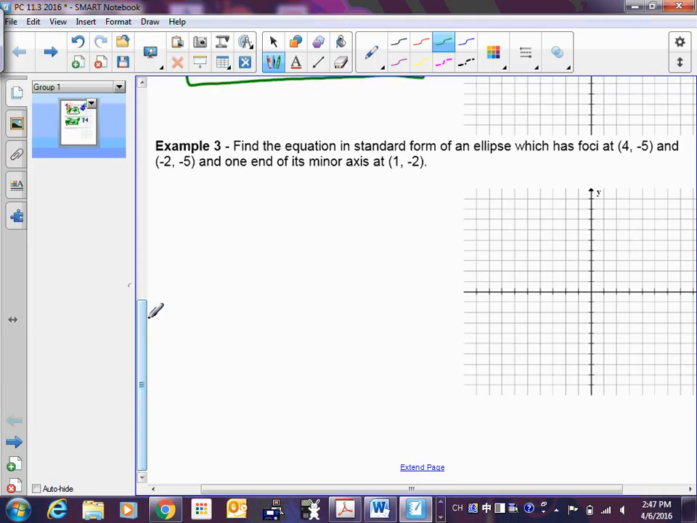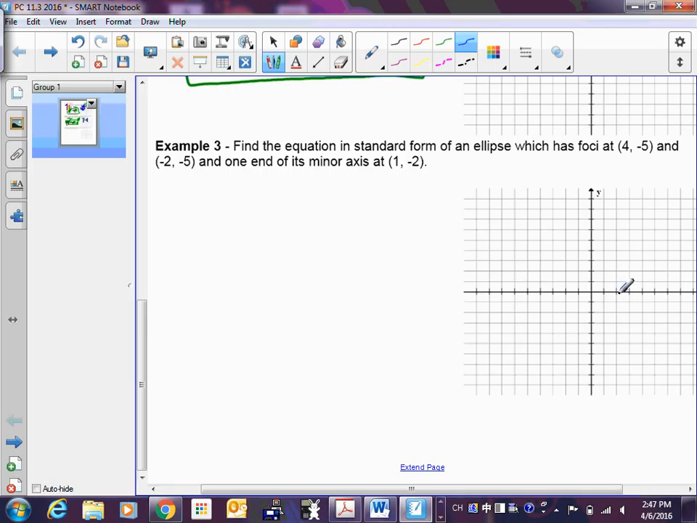Okay, let's look. Actually, I want you guys, well, it's a little different. We'll go ahead and do this one together. So we're going to start totally by graphing. So find the equation in standard form ellipse. It has, remember this, you can say, I've heard this called foci, or you can just call it focus points, or focus point, or one focus.